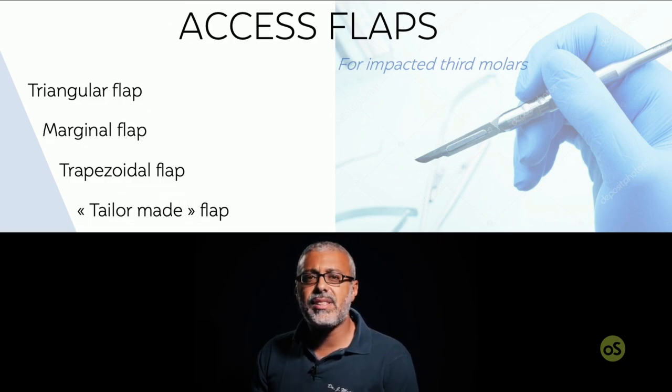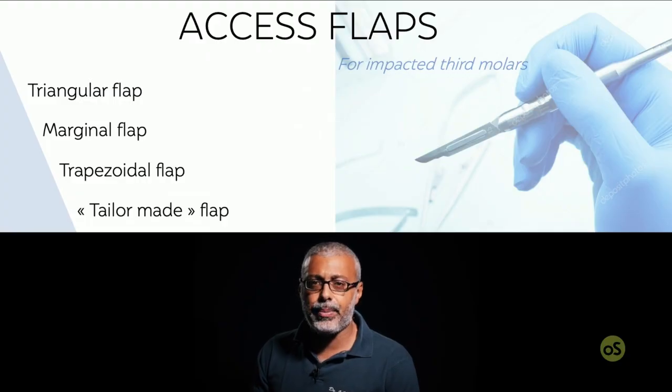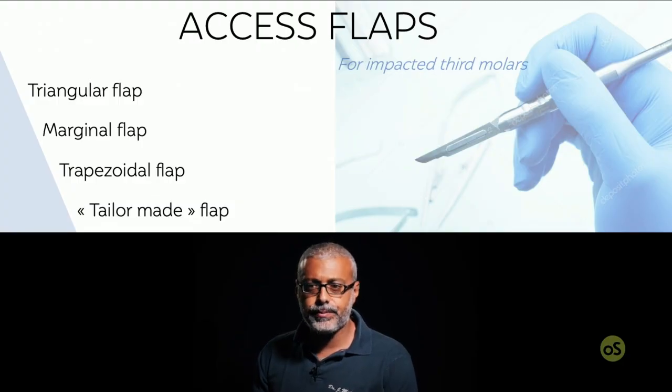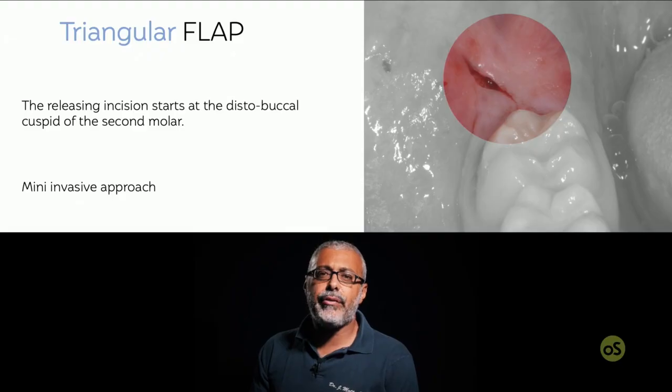First of all, we have to decide what access flap we will choose to extract our tooth. We have different kinds of flaps, like the triangular flap, the marginal flap, the trapezoidal flap, and what we call the tailor-made flap. The triangular flap is the flap I personally prefer, and it's the one I use most often.